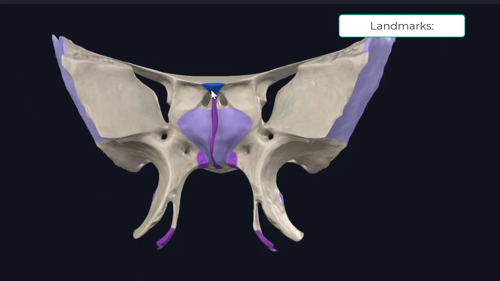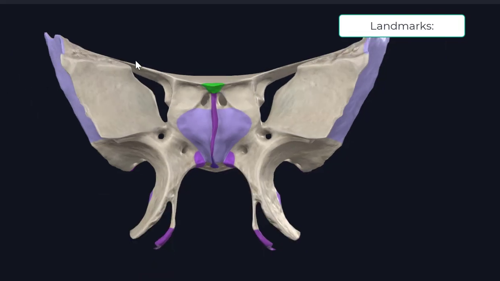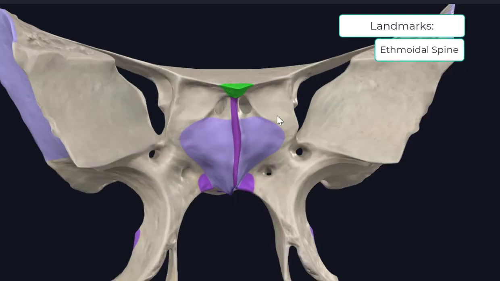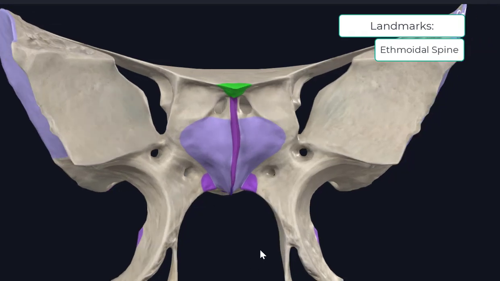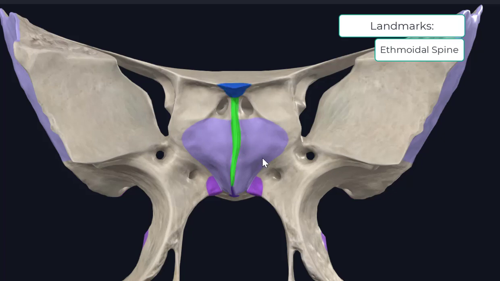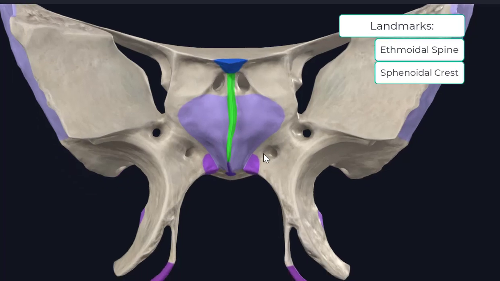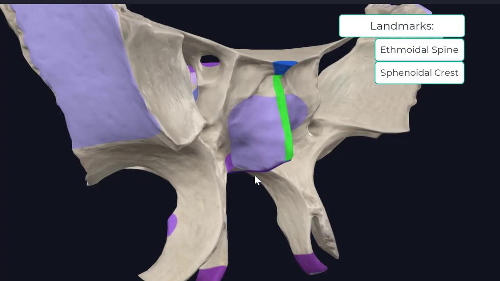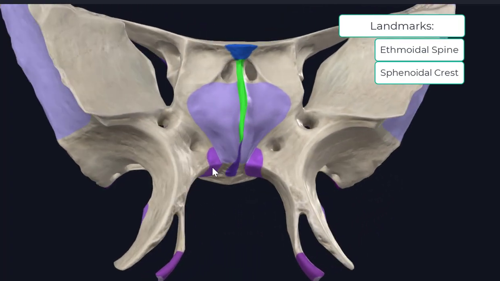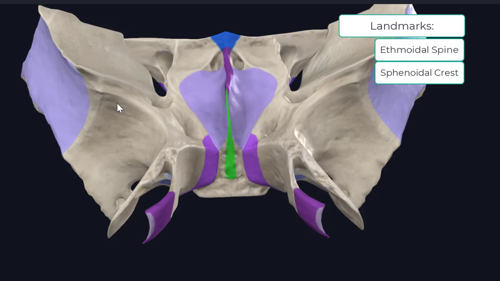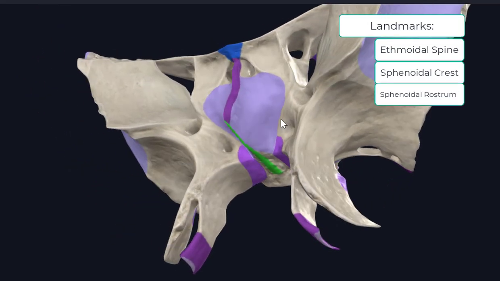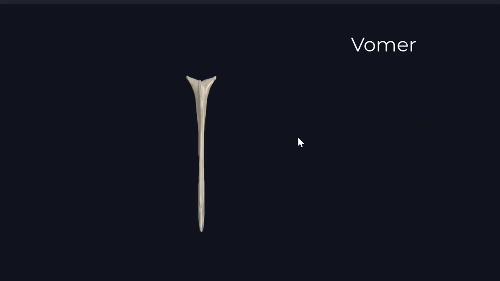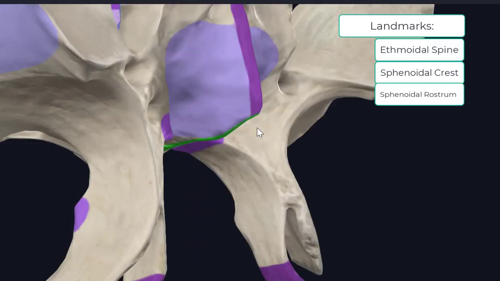Now let's talk about the landmarks. Let's begin anteriorly and see that this is called the ethmoidal spine of the sphenoid bone. We call this ethmoidal because anterior to that, the ethmoid bone is attached. Inferiorly, we can distinguish the sphenoidal crest, and it articulates with the perpendicular plate of the ethmoid bone, contributing to the formation of the sphenoethmoidal suture. Inferior to that, we can distinguish the sphenoidal rostrum. Rostrum means nose, which articulates with the superior border of the vomer, contributing to the formation of the sphenovomerine suture.